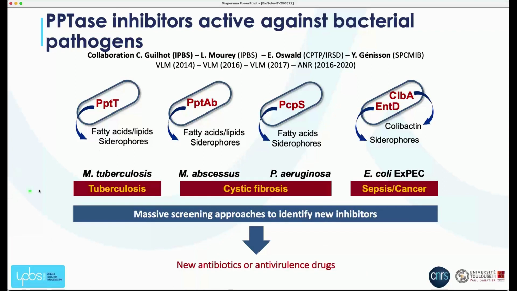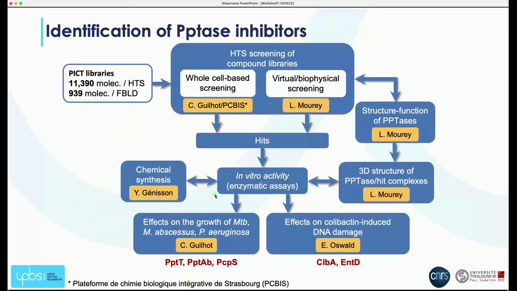Today, I will not speak about the whole project. I will just focus on what we've done on the PPTase enzyme from Mycobacterium abscessus. The whole project combined high throughput screening on whole cell-based assays, virtual and biophysical screening of several libraries: a small library we have in our platform of about 11,000 drug-like compounds, and a smaller library with fragments, about 940 fragments.